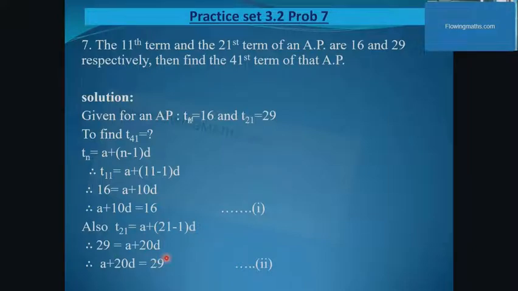So 29 is A plus 20D. A plus 20D is 29. Now what you can do is, now you have two equations and two variables. The variables are A and D, and you have equation 1 and equation 2. So we can easily solve these equations to get the values of A and D.